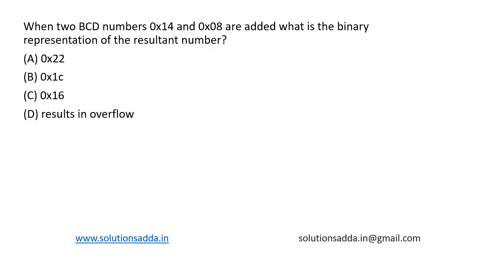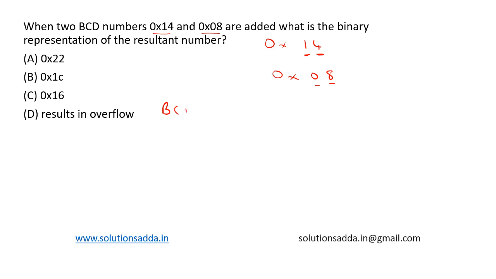This is a question from digital logic. When two BCD numbers 0x14 and 0x08 are added, what is the binary representation of the resultant number? BCD numbers are binary coded decimal numbers in which each digit of a number is separately represented as a 4-bit binary number. So the first number we have is 14. This 4 is represented as a 4-bit binary number and 1 is also represented as a 4-bit binary number. Second number is 08. This is 4-bit, this is 4-bit. Now let's perform the binary addition.